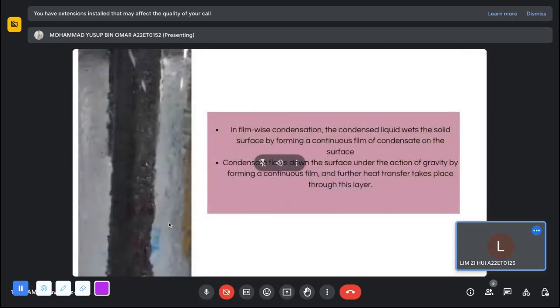This picture shows that in film-wise condensation, the condensed liquid will wet the solid surface, forming a continuous film of condensate on the surface. Actually, in this picture, this metal, the solid surface, is wet by the condensed liquid. Next.